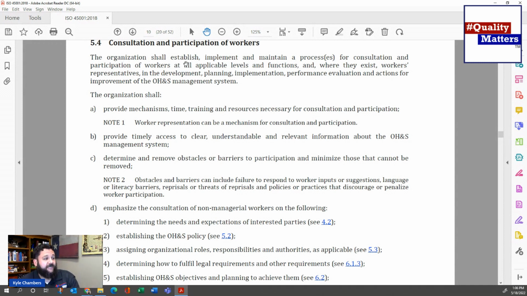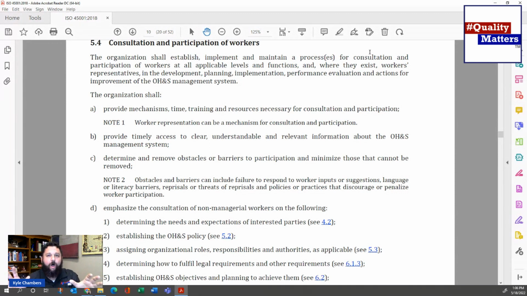The organization shall, perfect trifecta of ambiguous words, but it means you have no choice here, establish, implement, and maintain a process or processes for consultation and participation of workers. So consultation means what we are doing, what we're telling them, what we are informing them. Again, go back and look at competence, training and awareness. I even talked about forklift training there. So what are we giving to the employees? But then participation, how do we get it back? This is the tough one.